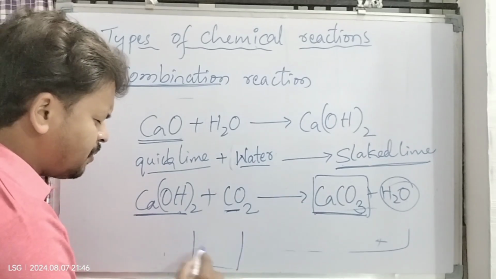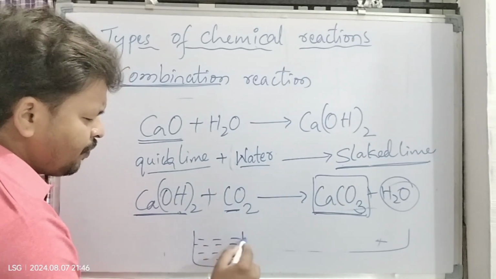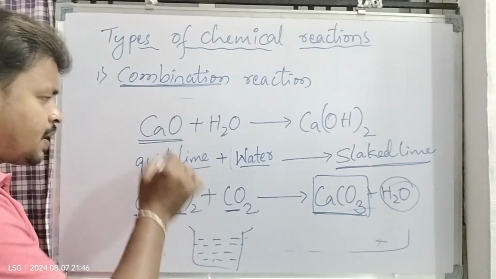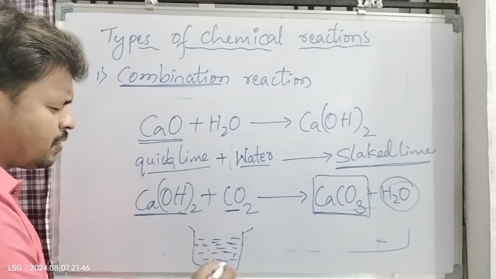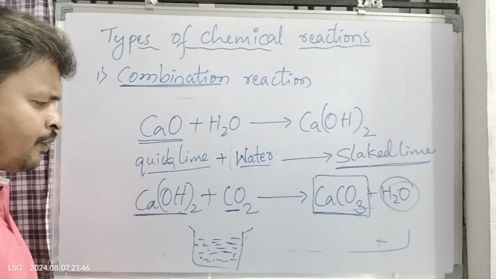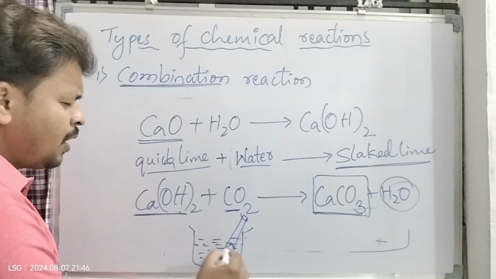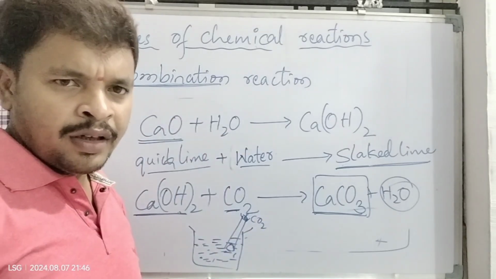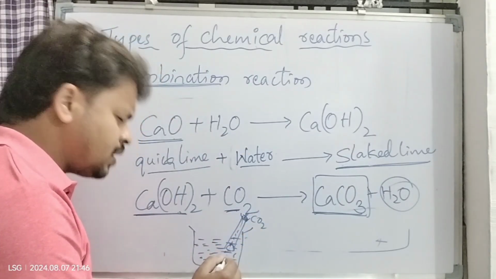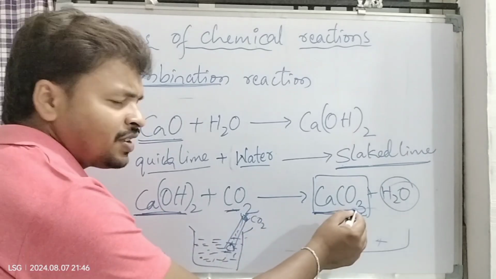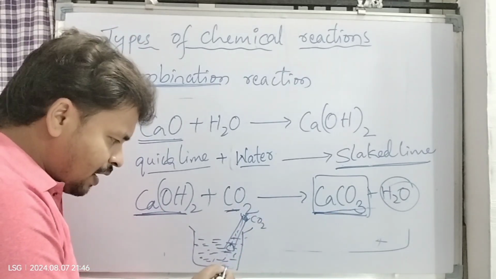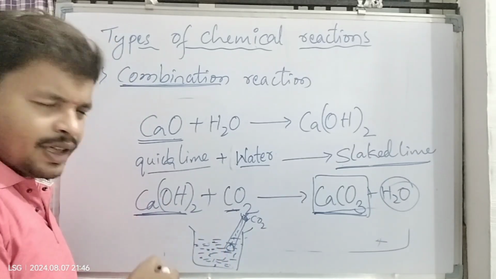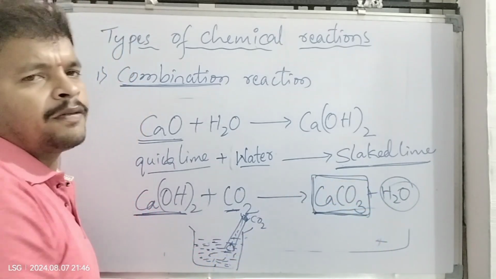One more example I can give here. When you take water in a container and add calcium oxide, quicklime, to it, it becomes a solution called calcium hydroxide or slaked lime. If you take a straw and blow carbon dioxide, meaning we are breathing out carbon dioxide, into the calcium hydroxide, the same reaction takes place. This slaked lime gives a milky appearance, meaning a white color, due to the formation of calcium carbonate.